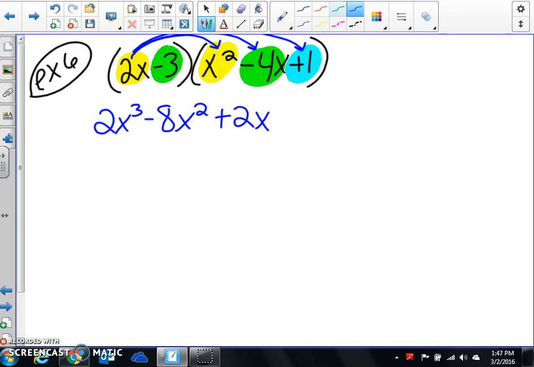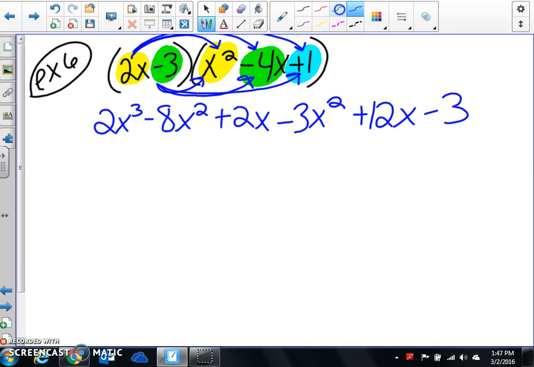And now we need to distribute out the negative 3. Negative 3 times x squared is negative 3x squared. Negative 3 times negative 4 is a positive 12, and then I have that x. And then negative 3 times a positive 1 is a negative 3.